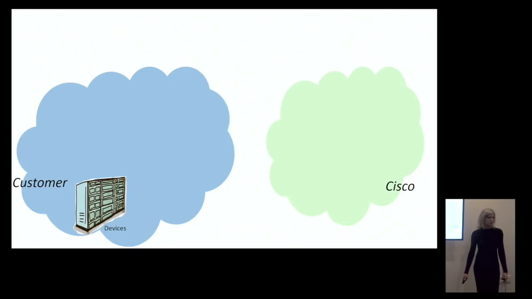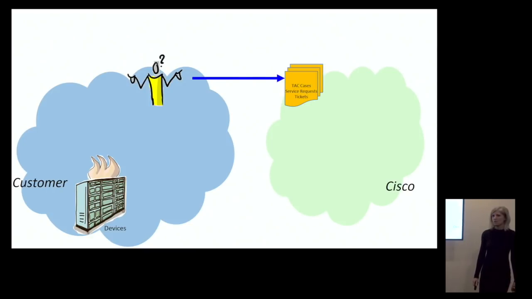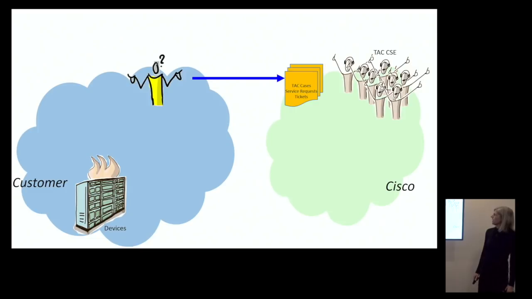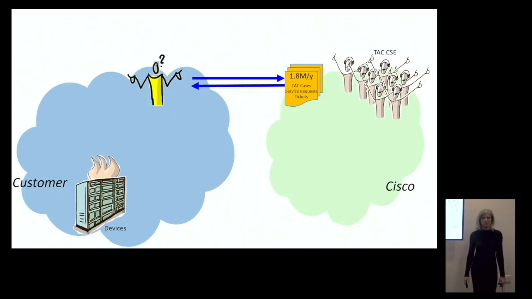Obviously, Cisco has customers. These customers have network devices. And from time to time, as we all know, things might go occasionally wrong. And that's when the customer, if he needs help to solve this, opens a TAC case. A TAC engineer of the TAC CSE community. We have today approximately 3,500 TAC engineers accepting customer cases. They troubleshoot the issue and they get back to the customer with a solution. We handle roughly 1.8 million service requests per year, the whole TAC community.